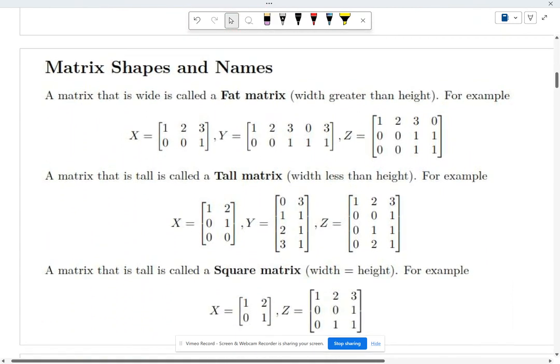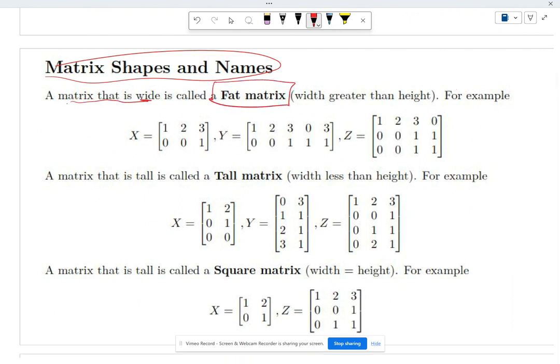Now, we're going to go over some shapes. So a matrix that is wide is called a fat matrix. I didn't come up with the name. So that's if the width is greater than the height. So the width here is 3 and the height is 2, right? And therefore, this is called a fat matrix. So is this one. The width is 5 here and the height is 2. So basically anything where the width is greater than the height is in general called a fat matrix.